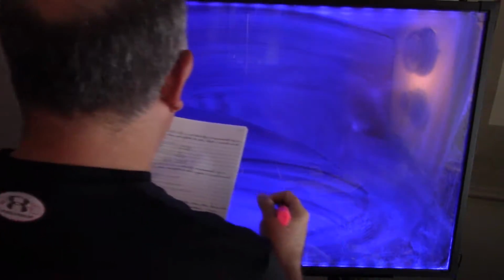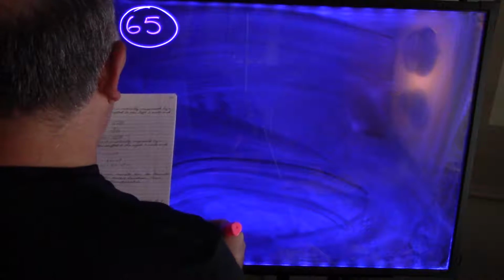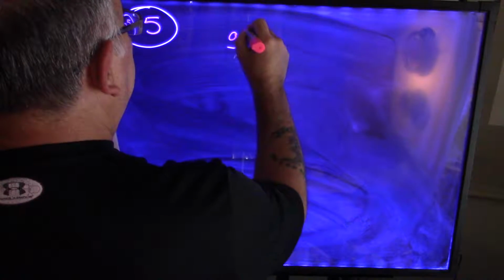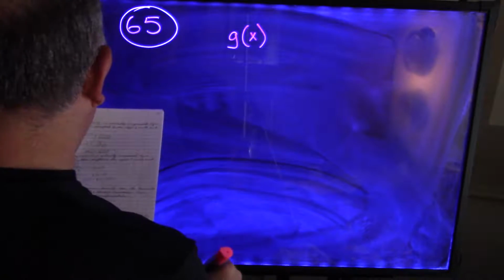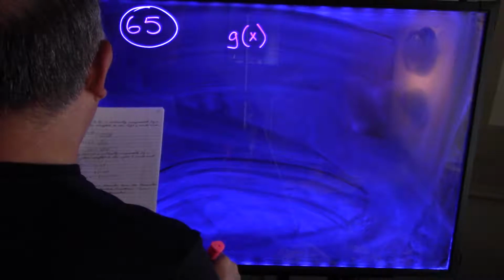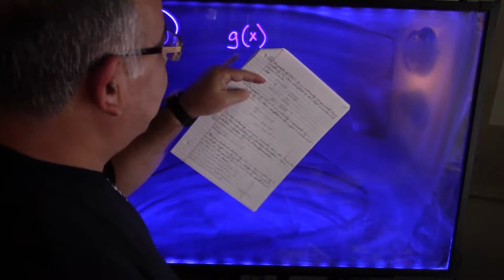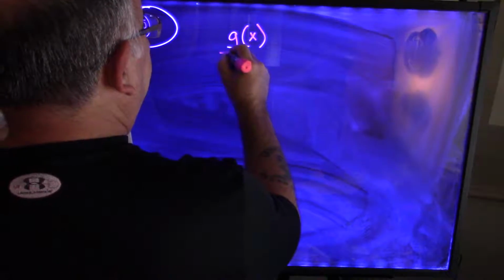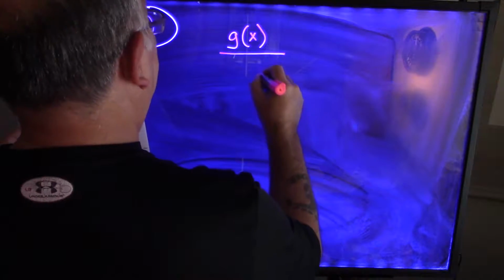Number 65. The graph of f of x equals 1 over x squared is vertically compressed by a factor of 1/3, then shifted to the left 2 units and down 3 units. So for the new function, we'll call it g of x. You could also think of that as y equals g of x, if you wish. Now the vertical compression by 1/3 goes under the y equals g of x.